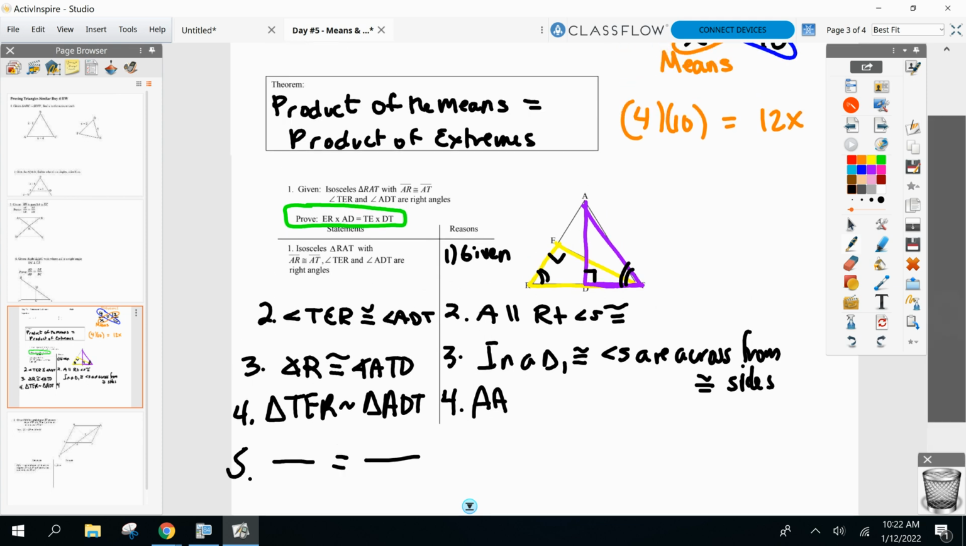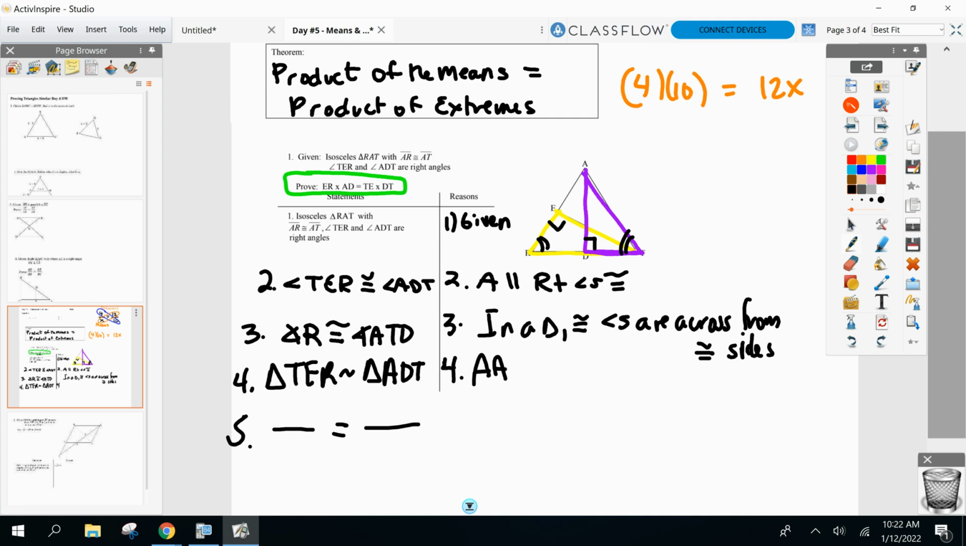All right, how can I build this? Look at the proof statement. Name two sides you need to multiply. TE, ER, and AD. If I'm going to multiply them, where the heck should they be in my proportion then? Diagonal from each other. Where diagonal doesn't matter. So if I'm putting ER right here at the top left, AD's got to go bottom right. They have to be multiplied. So that's the only place I can put them. And the same thing works for TE and DT. They can go in either spot.